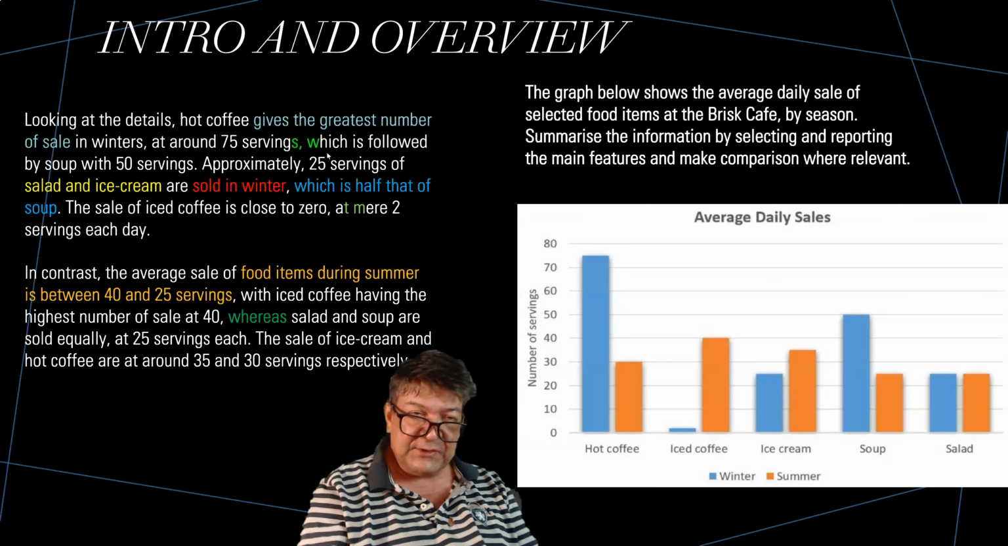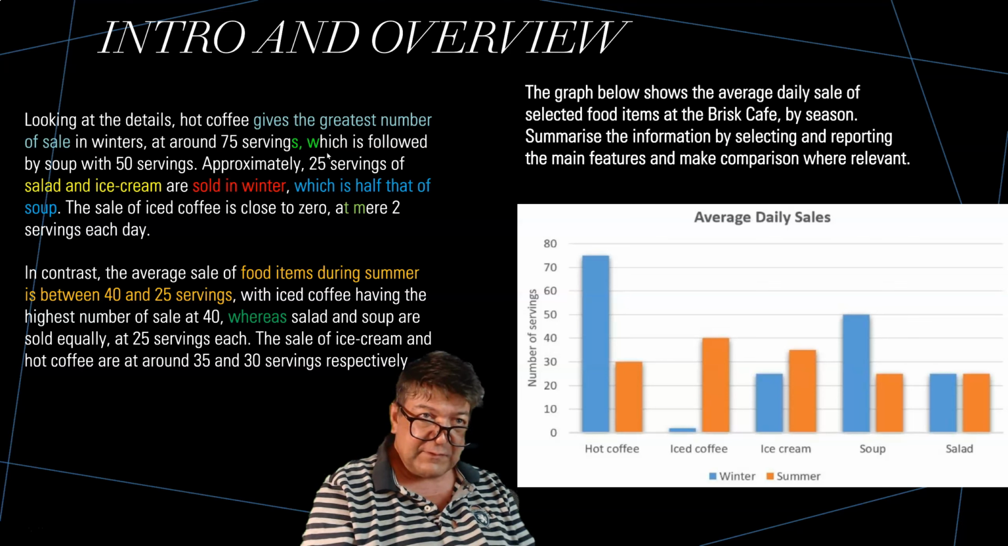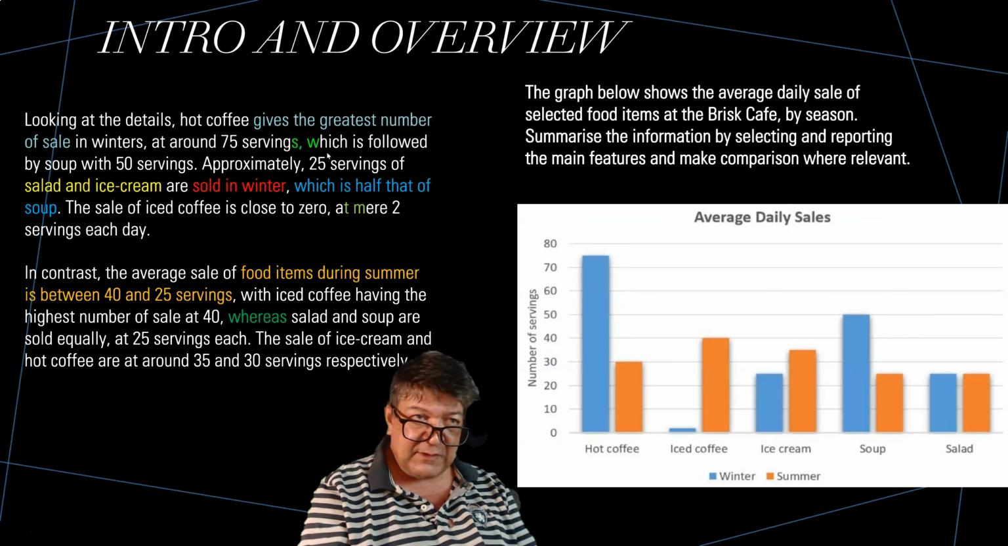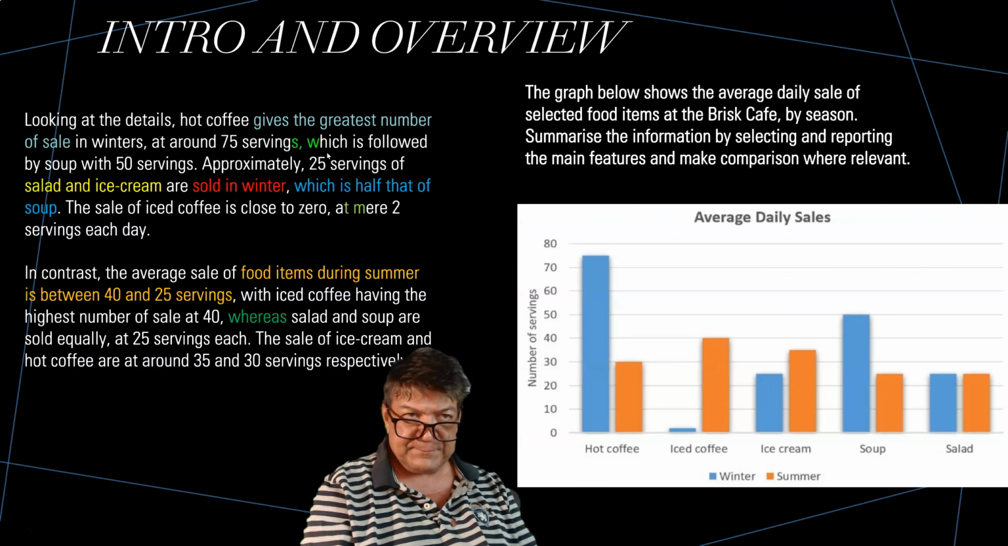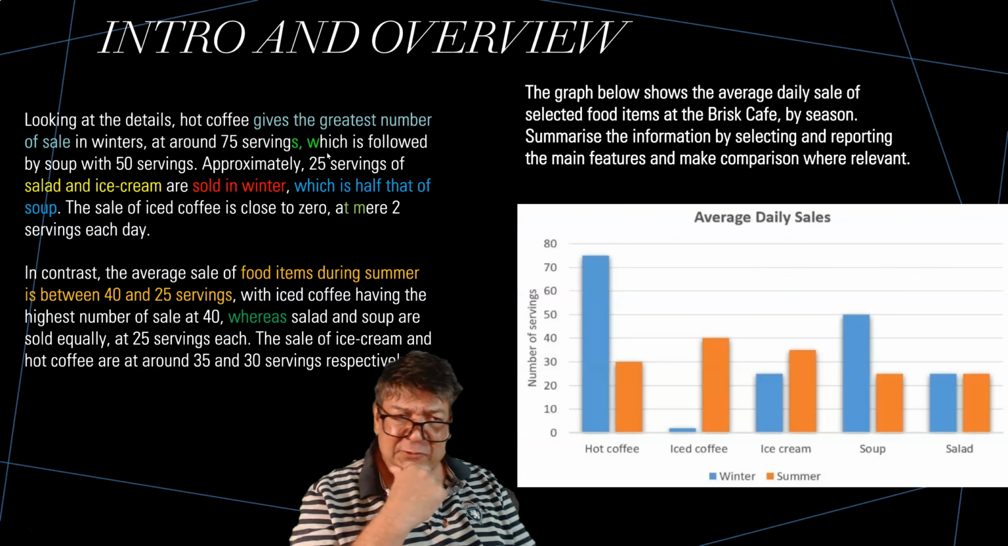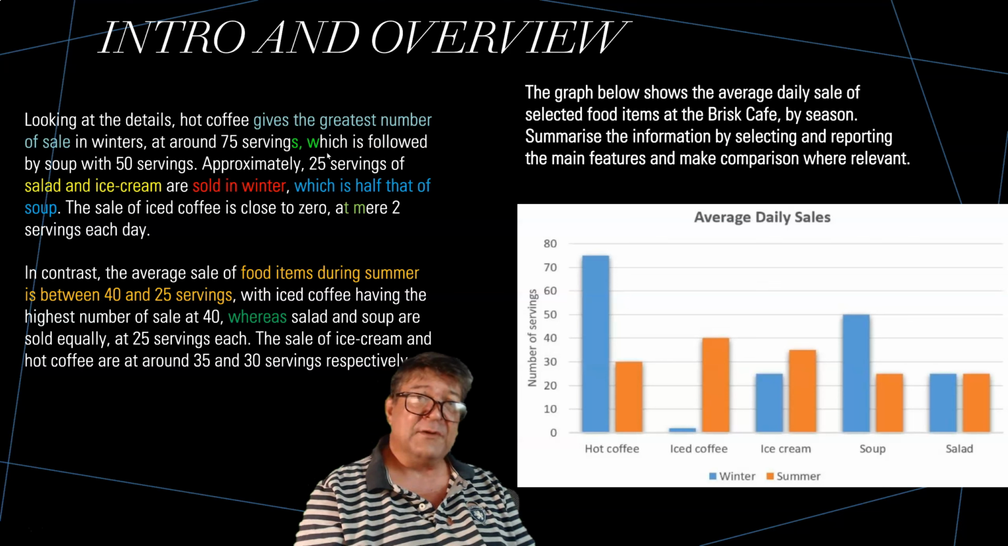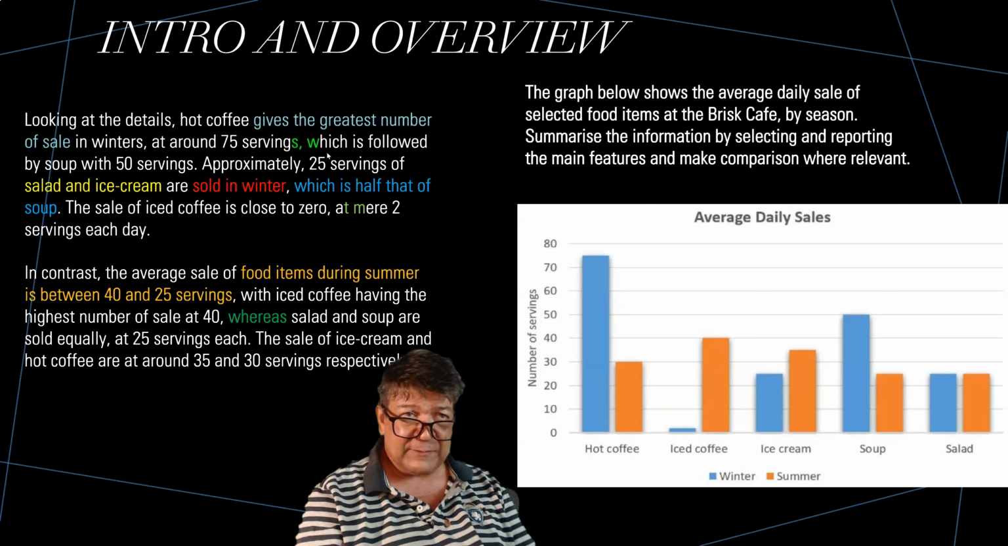And whereas it's not used that way. Salad and soup are sold equally, 25 servings each. Sale of ice cream and hot coffee at around 35 and 30 servings respectively. See, now there's details here that are just flat details. It's being expressed robotically. You shouldn't need to include everything. And where are the comparisons? There are no comparisons in this paragraph at all.